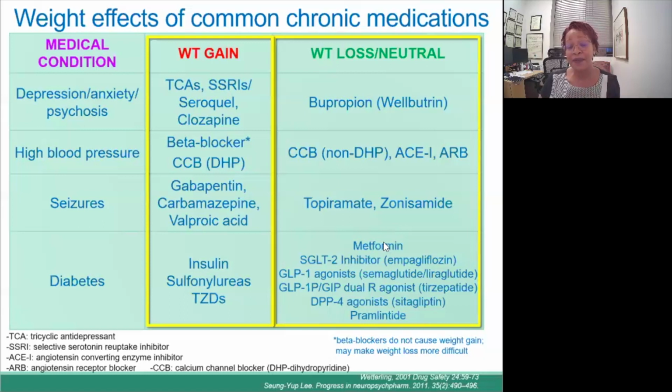So this might be something, if you're on any of these medications, to take to your physician and say to them, hey, I'm on this med. Do you think we could switch to one that causes weight loss instead, if your issue is your weight?